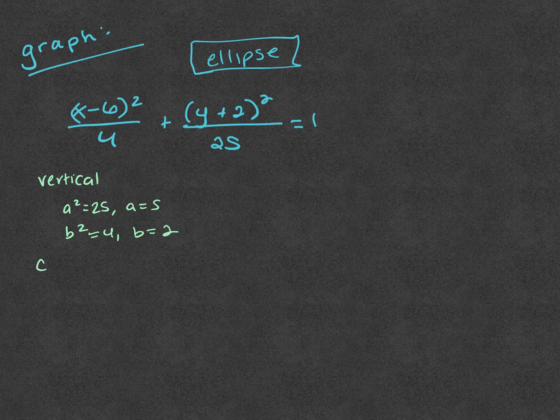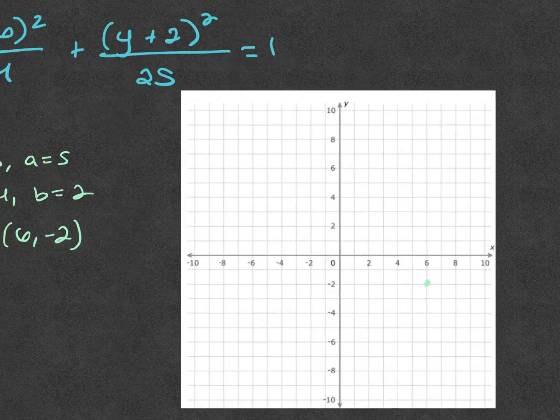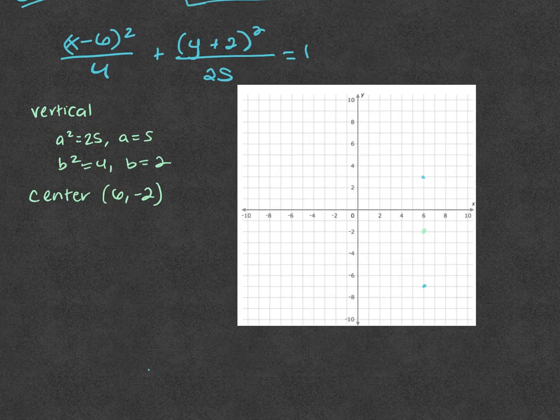The center. Good. Center is 6, -2. Always the opposite of what's there. So think about what you can start to do already. I'm pulling up a graph. My center is 6, -2, so I can plot that point. It's vertical, so I'm going to go up and down the A, which is 5. And I'm going to go right and left the B, which was 2.